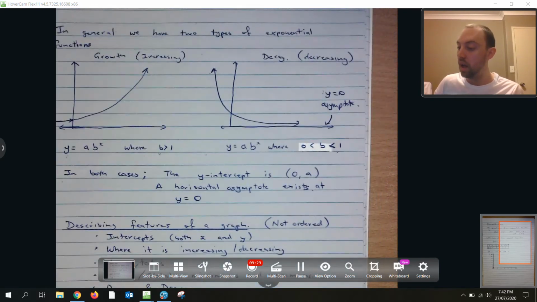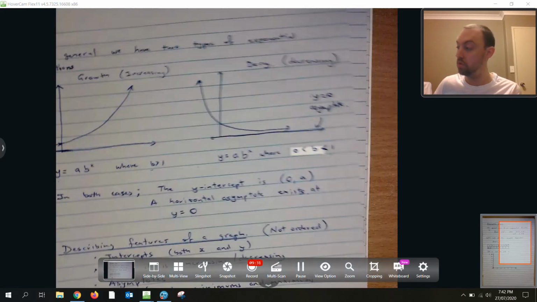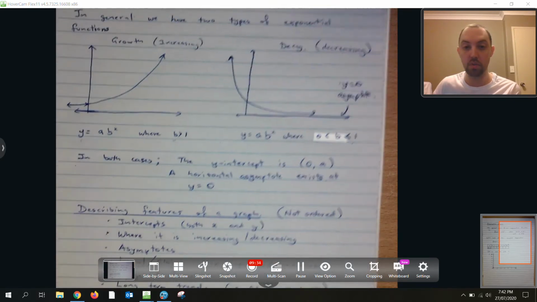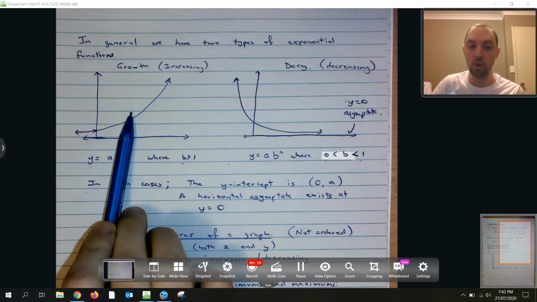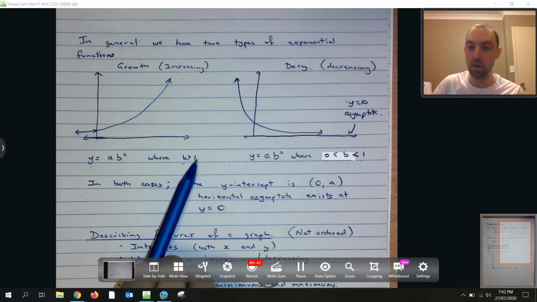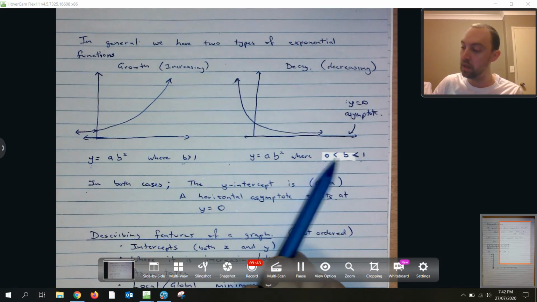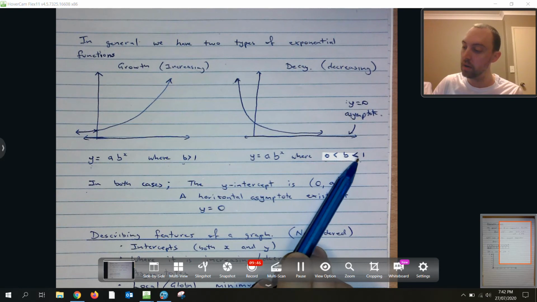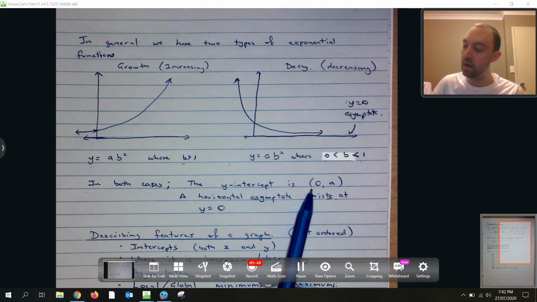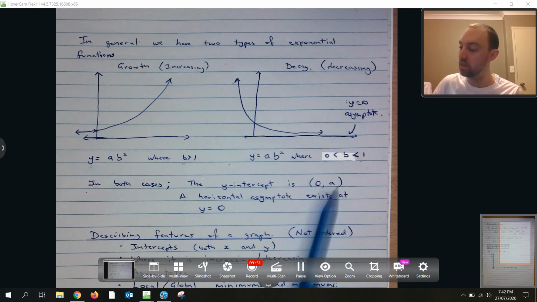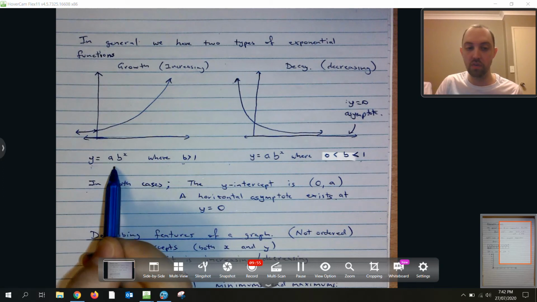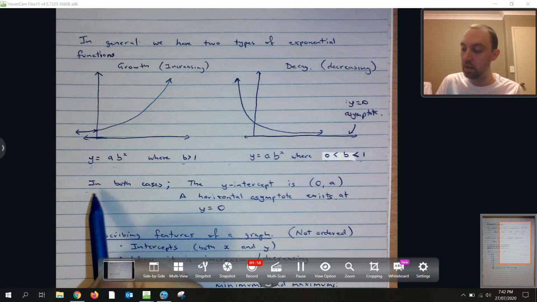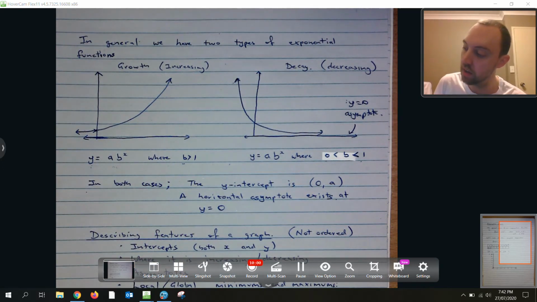As for the video, that's pretty much what we need. So this is our focus here. Growth when b is greater than 1, decay when b is between 0 and 1. We have our y-intercept at 0, a. Again, that's when it hasn't been shifted. That's just for this function. It could be shifted up or down, and that might change things a little bit.